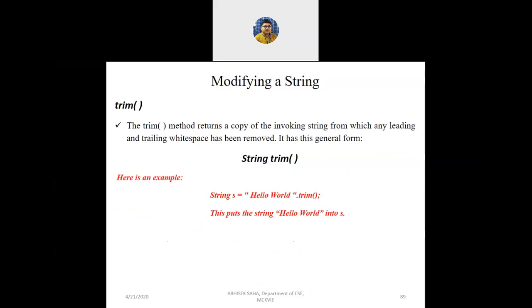So look, this is the string "hello world". I'm calling the trim function on it. So if there are any trailing white spaces or leading white spaces, they get removed. That is the use of the trim function.